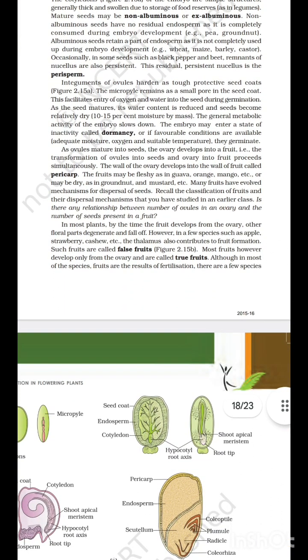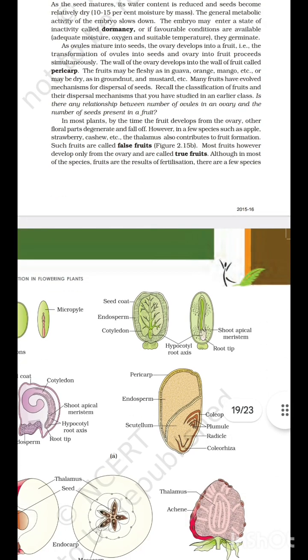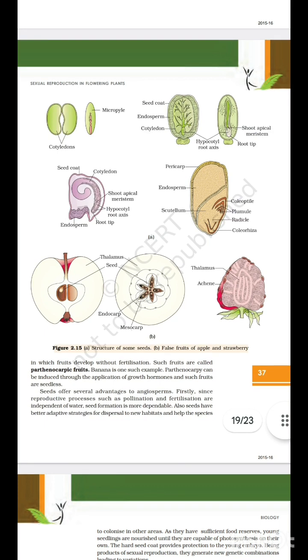Although in most of the species fruits are the result of fertilization, there are a few species in which fruits develop without fertilization. Such fruits are called parthenocarpic fruits, which are developed without fertilization. Banana is one of the examples. It is a very important point. Parthenocarpy can be induced through application of growth hormones, such fruits are generally seedless.